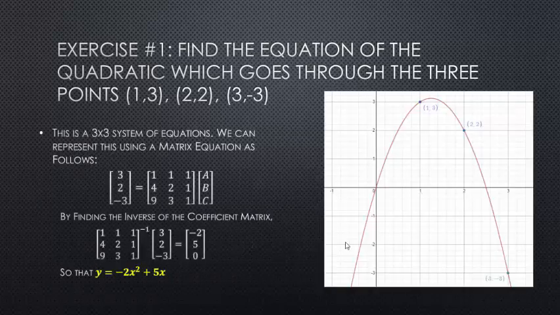Here I've gone ahead and I've graphed that quadratic. What this is telling us is because our original equation had the form ax squared plus bx plus c, I've substituted negative 2 for a, 5 for b, and c would be 0. You will see here, after I graph this in Desmos, you can see that it does cross through those 3 points that we started with. So this would be our first example.